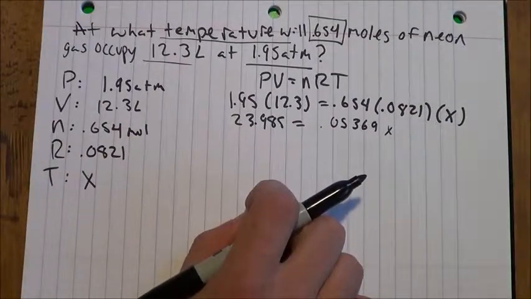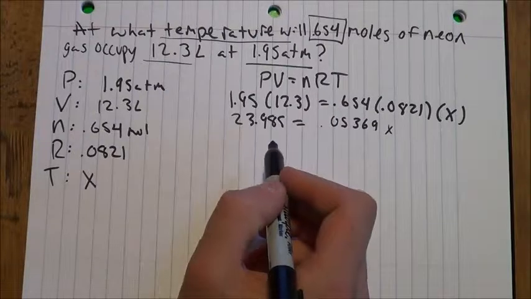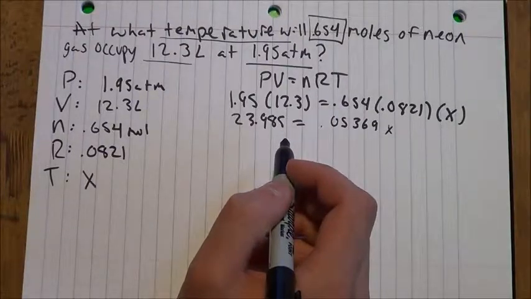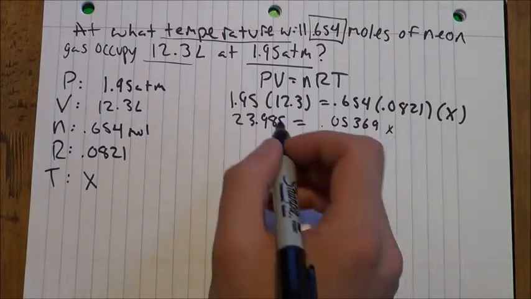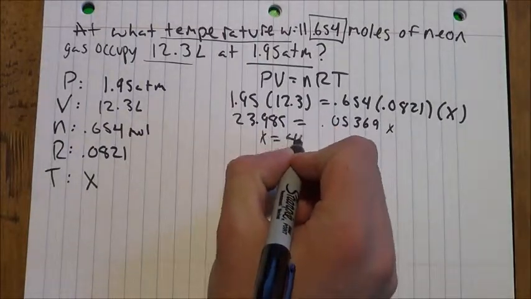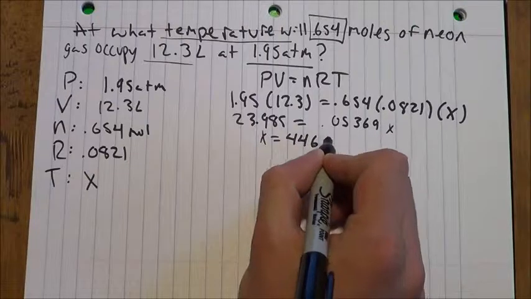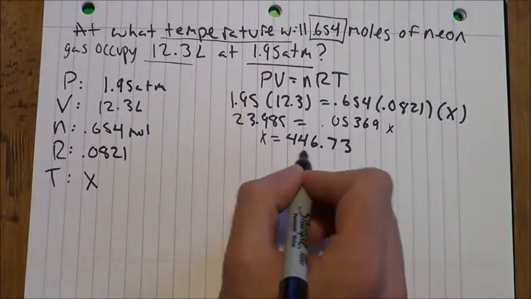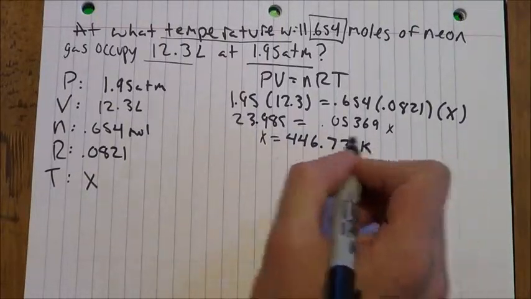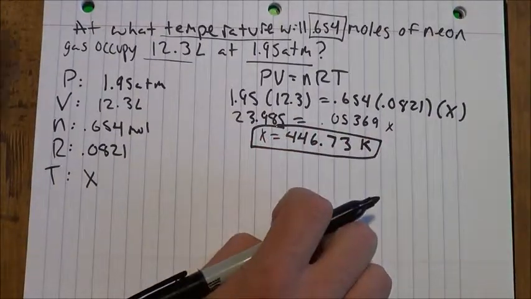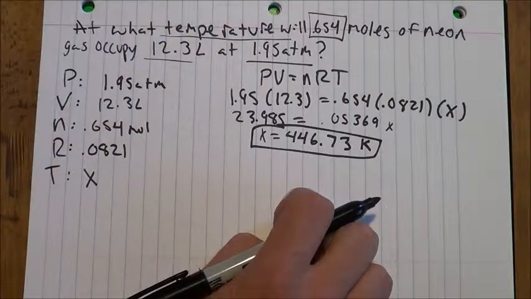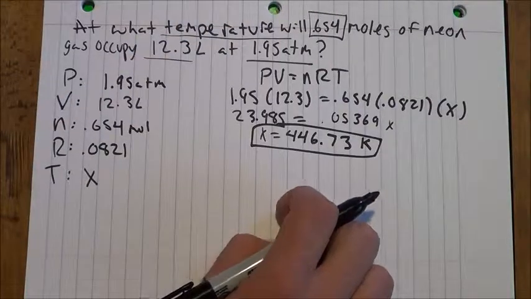So you do 23.985 divided by 0.05369, and you get x equals 446.73. It's a huge number. It's in Kelvins. You box your answer, and bam! You got it right. Thanks for watching.